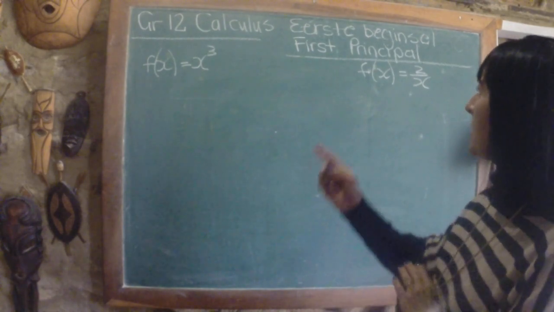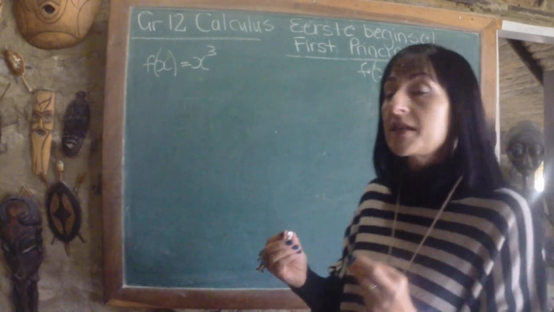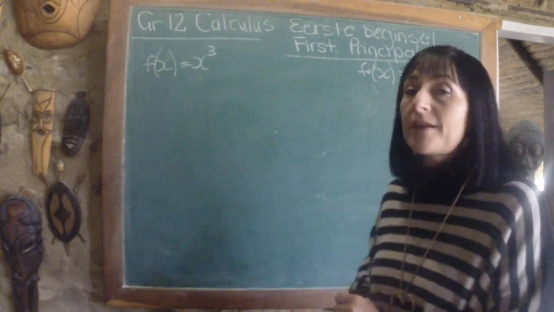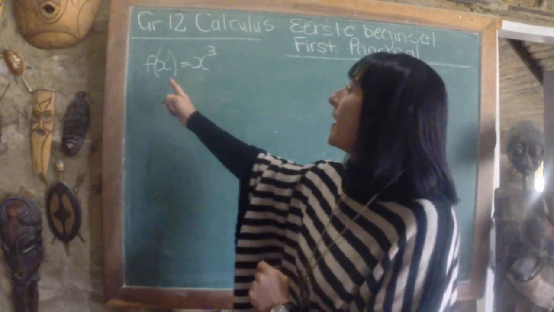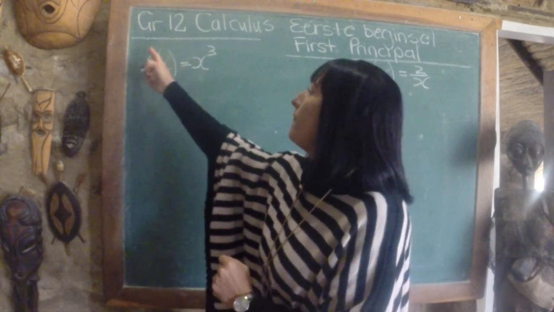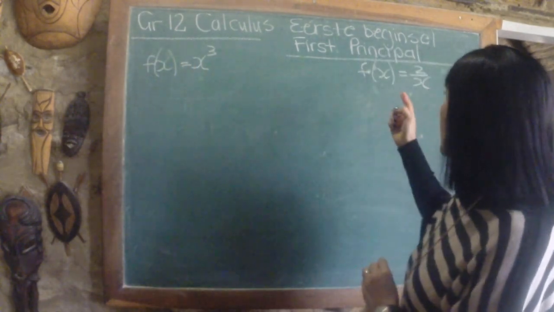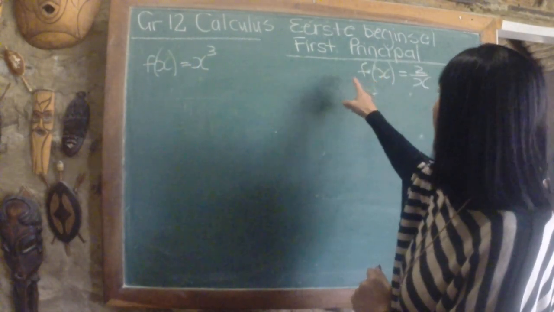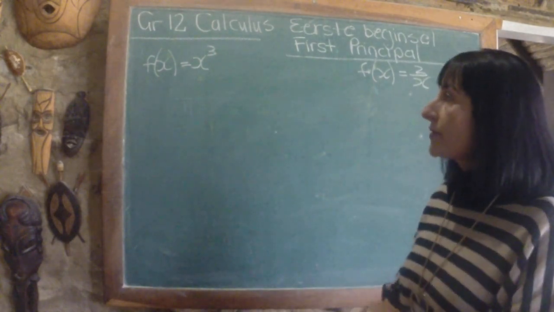Juffrou herhaal weer, eerste beginsels is 'n instruksie van 'n spesifieke metode wat ek moet gebruik om die afgeleide te kry van 'n funksie. In this case, another function. We're going to do these two examples today.